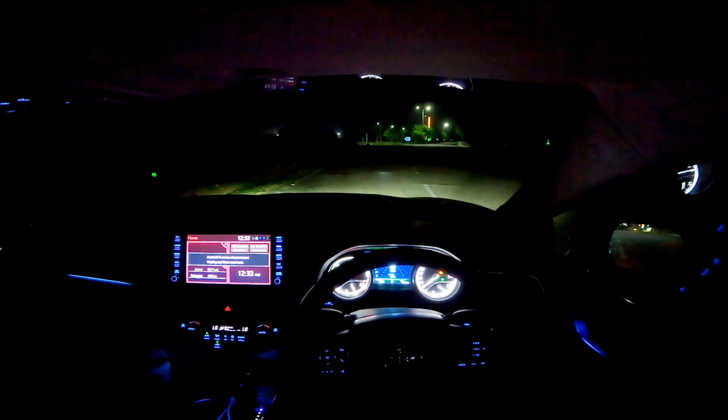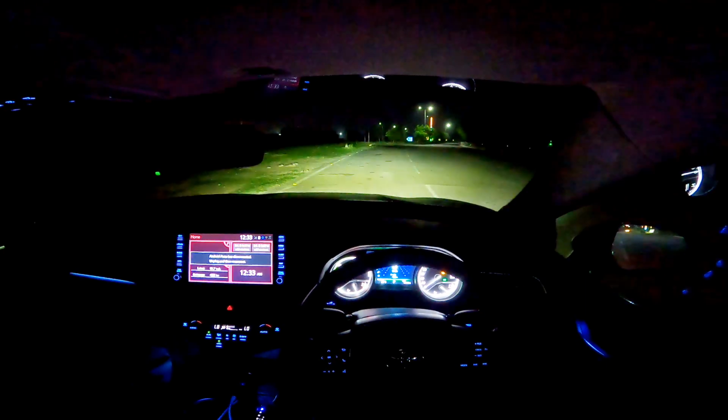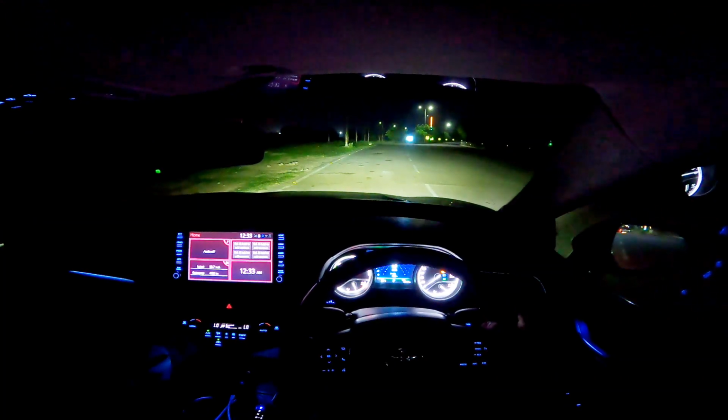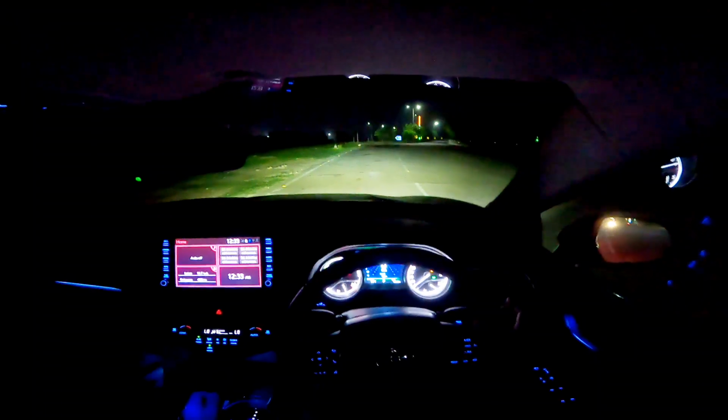Okay, I'll try to keep this short. Okay, so this is how the road looks. These are the fogs, and this is the headlight. This is the high beam. Okay, now let's start.